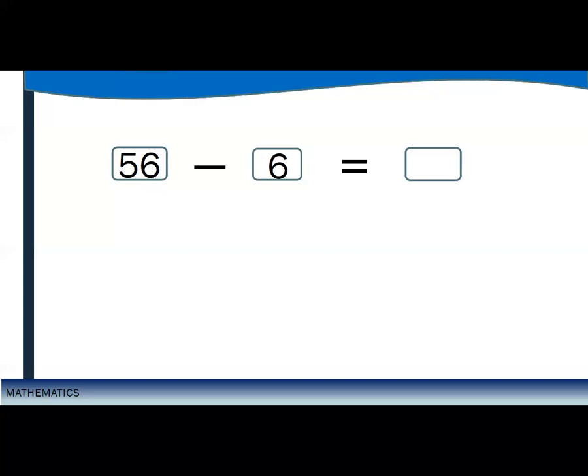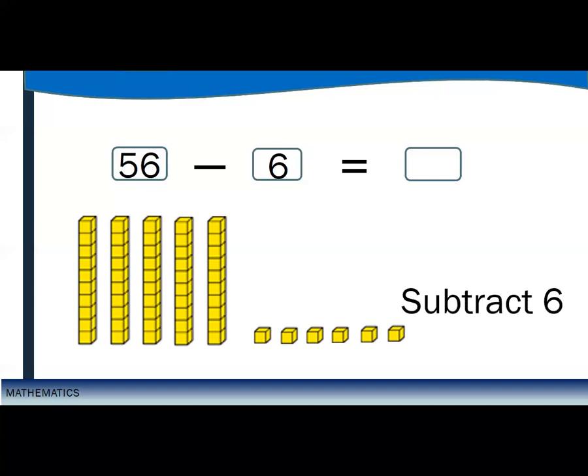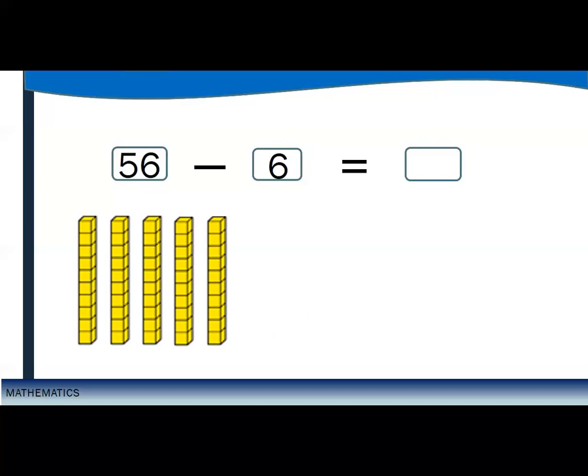So let's show 56. 5 longs, which is equal to 50, and 6 units, which is equal to our 6 ones. So there we have it, 56. And next we subtract 6 ones. 1, 2, 3, 4, 5, 6. So there we have it, boys and girls. What do we have left?